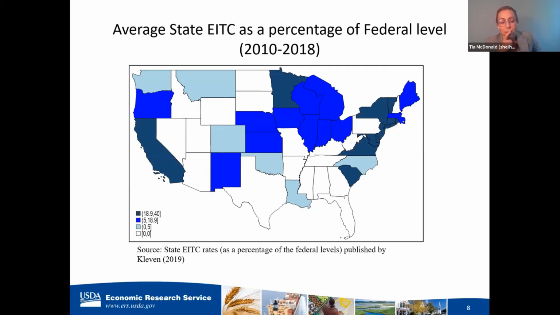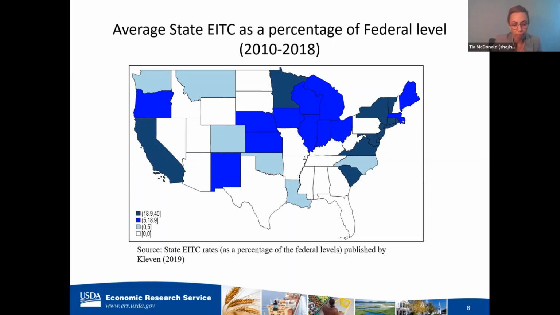I wanted to just present the state EITC levels to demonstrate that there's some variation. So we're going to exploit the variation both temporally and geographically in our estimation. You might expect that the states that have earned income tax credit would be sort of clustered, but they're fairly spread out geographically. At least there's representation in all the regions of the US, and quite a bit of variation in level.